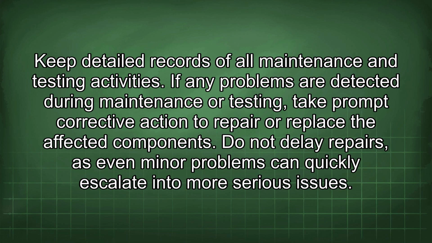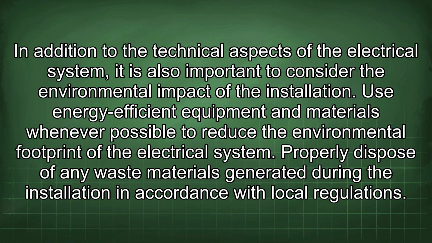If any problems are detected during maintenance or testing, take prompt corrective action to repair or replace the affected components. Do not delay repairs, as even minor problems can quickly escalate into more serious issues. In addition to the technical aspects of the electrical system, it is also important to consider the environmental impact of the installation. Use energy-efficient equipment and materials whenever possible to reduce the environmental footprint of the electrical system. Properly dispose of any waste materials generated during the installation in accordance with local regulations.